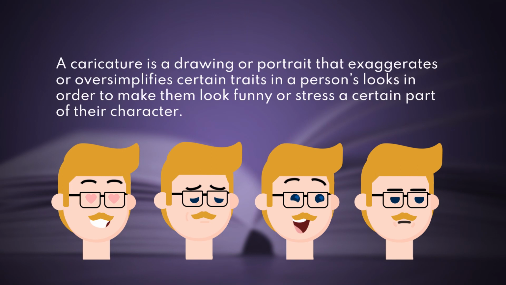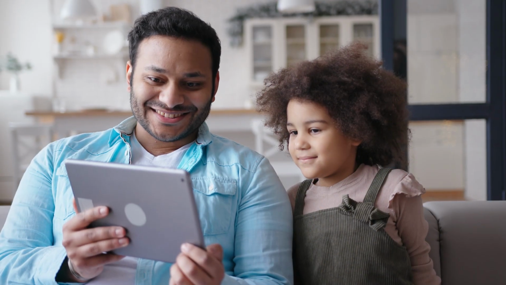When it comes to the characters in a cartoon, they can be a caricature or stereotype. A caricature is a drawing or portrait that exaggerates or oversimplifies certain traits in a person's looks in order to make them look funny or stress a certain part of the character. A stereotype is a widely held but fixed and oversimplified image or idea of a particular type of person or thing. In some cartoons, animals are used as characters and they have the ability to speak.